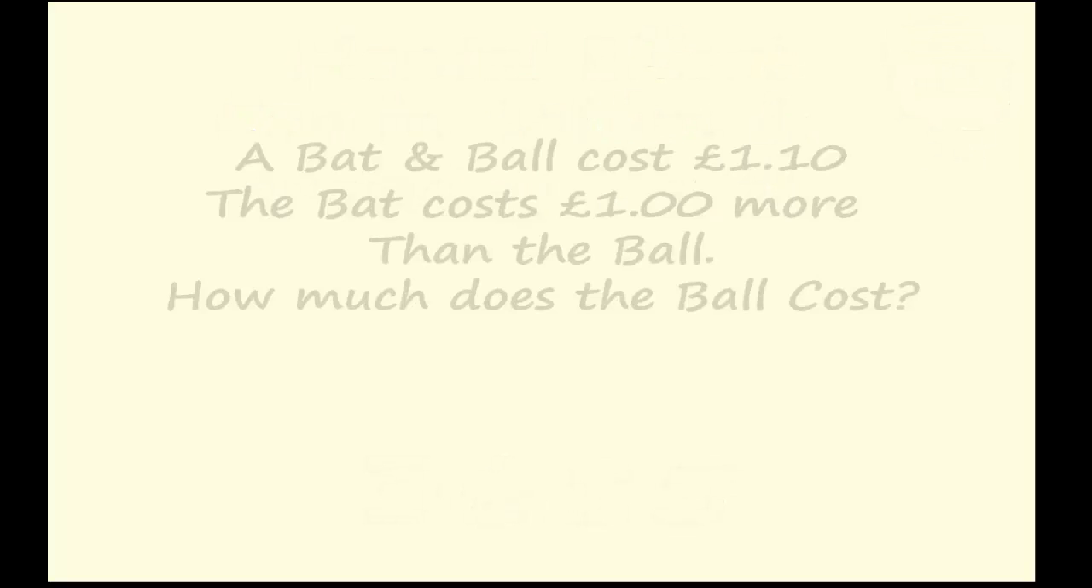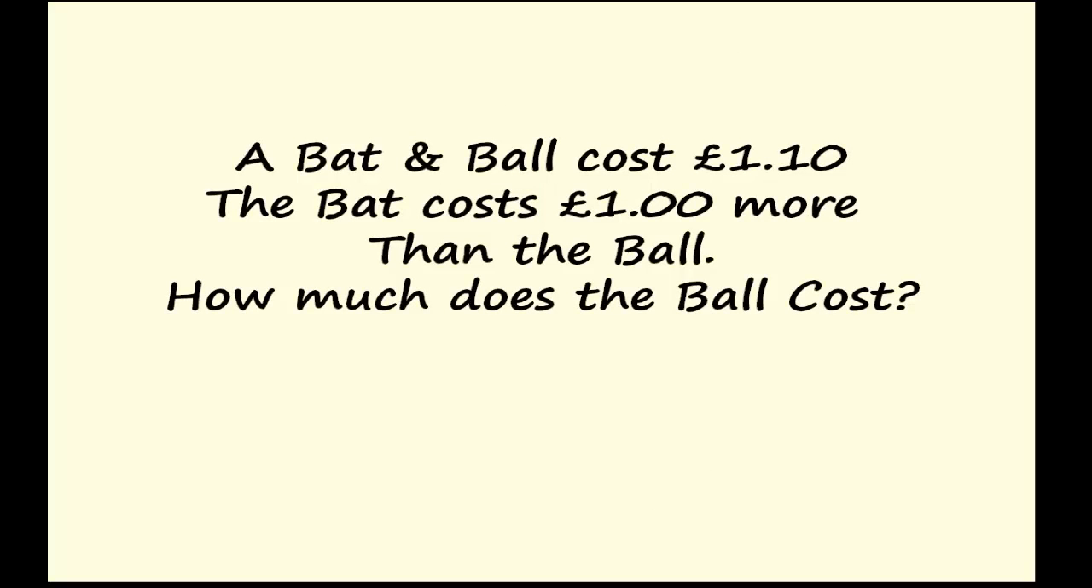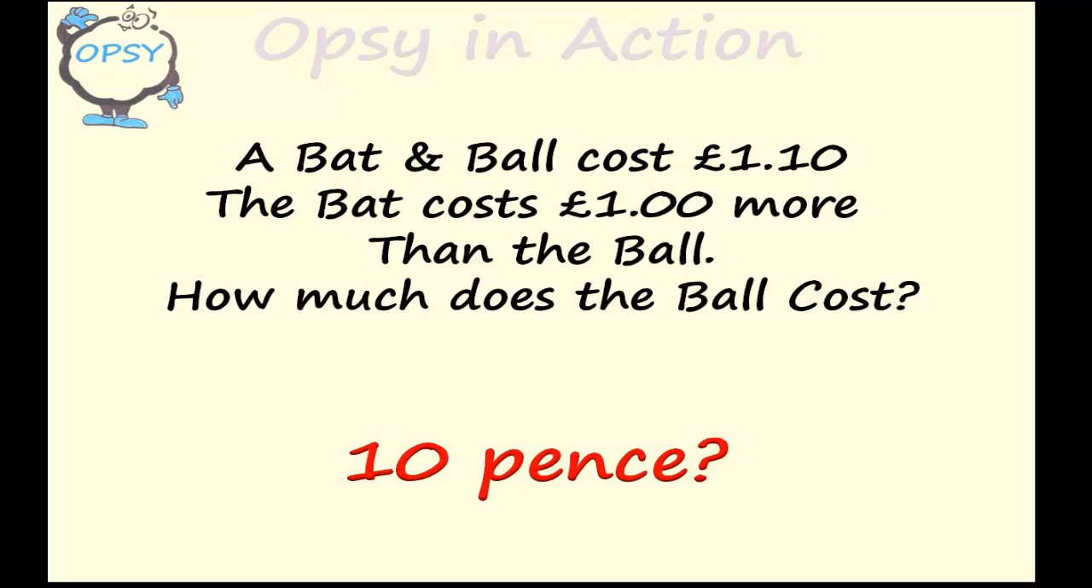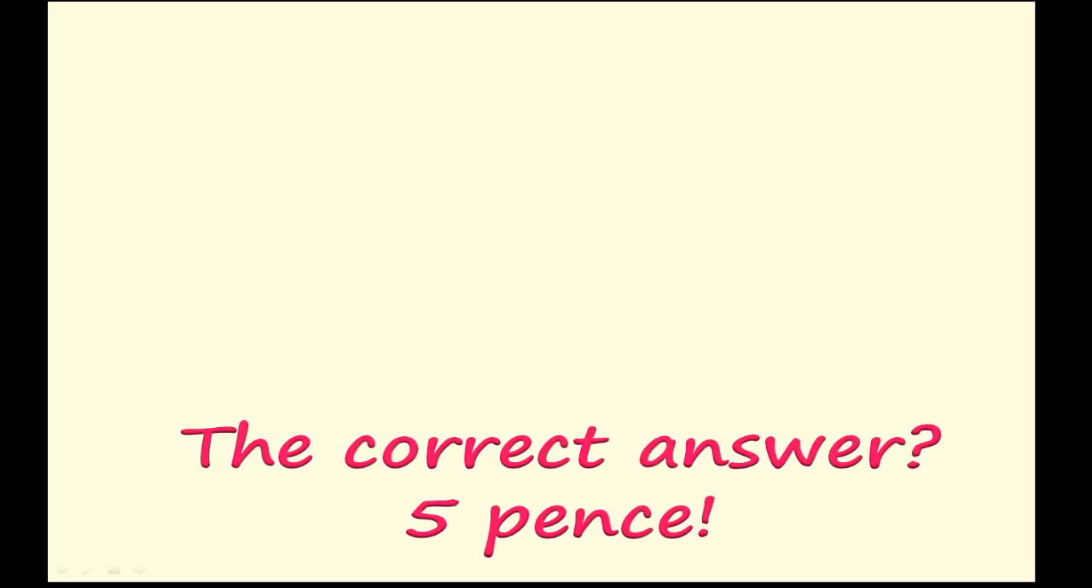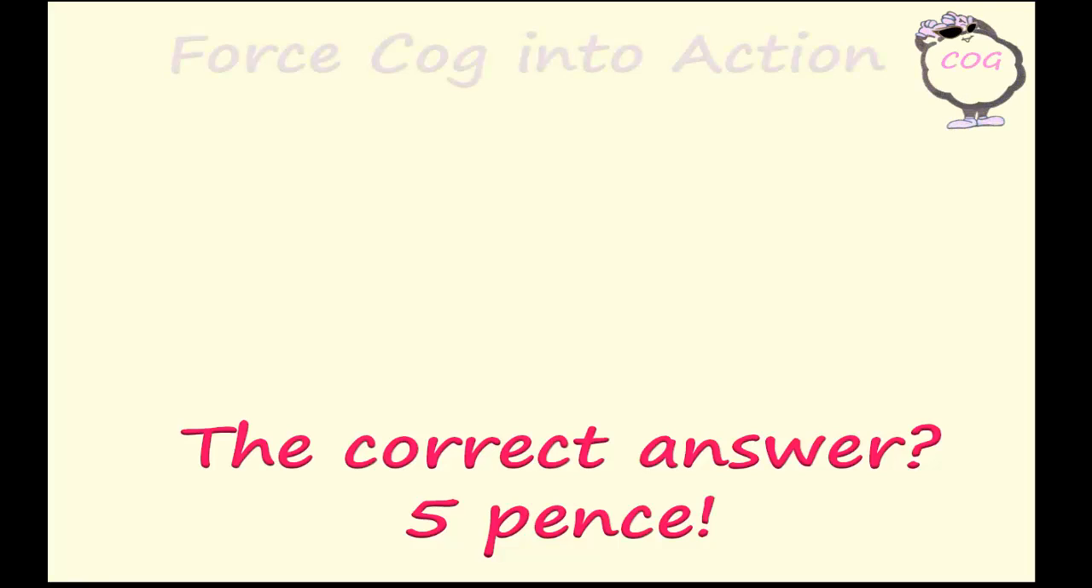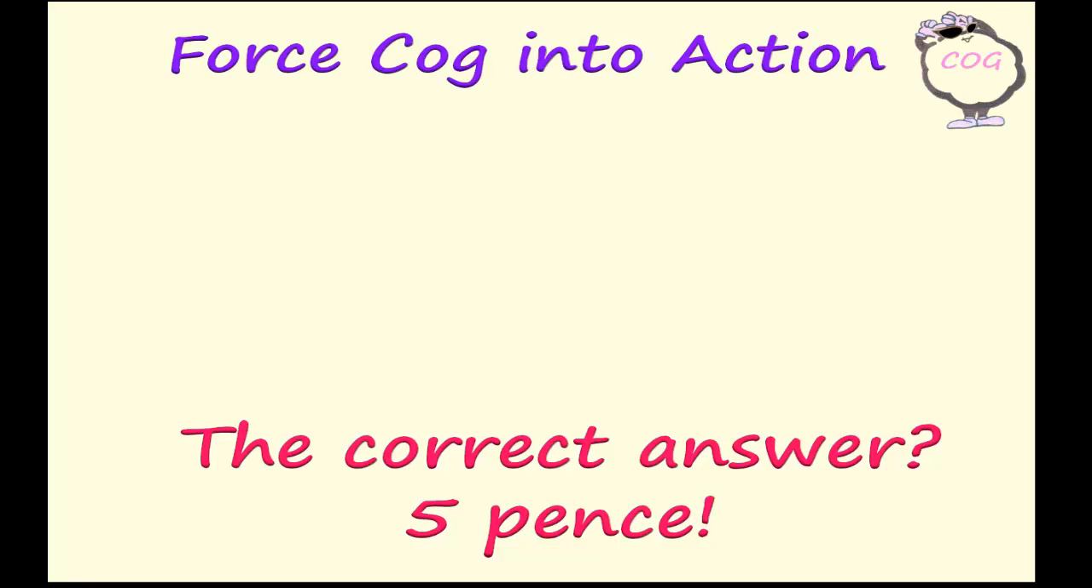Here is another example. A bat and a ball cost £1.10. The bat costs £1 more than the ball. So how much does the ball cost? You've probably decided that the answer is 10 pence. Now force Cog to take on the question. If the ball costs 10 pence and the bat is £1 more, then the bat and ball would cost £1.20. For the bat and ball to cost £1.10, the ball would actually cost 5 pence. The bat being £1 more would cost £1.05, plus a 5 pence ball, totalling £1.10.